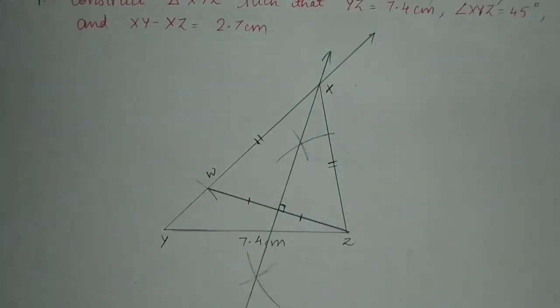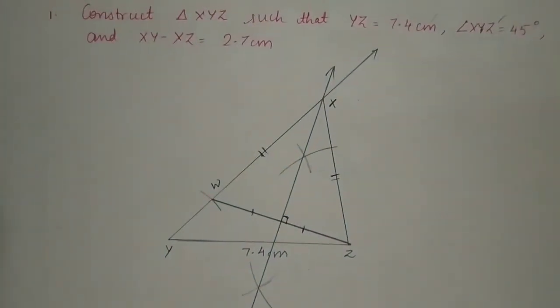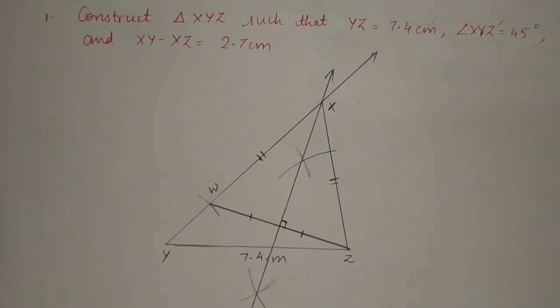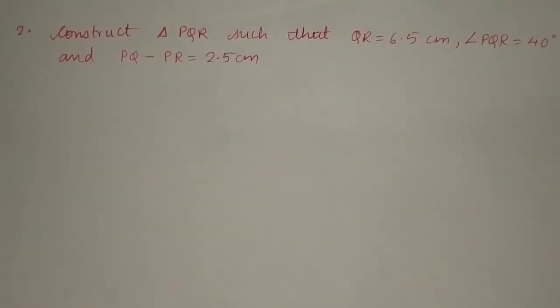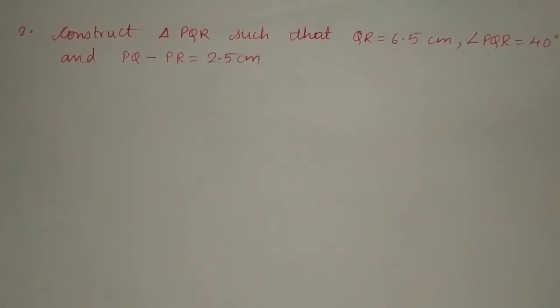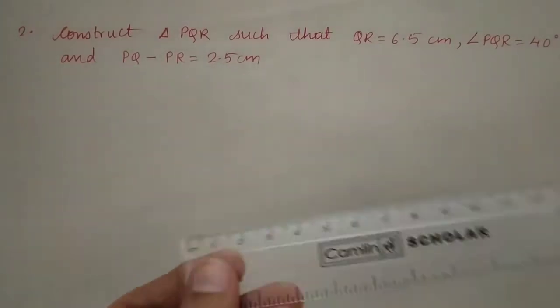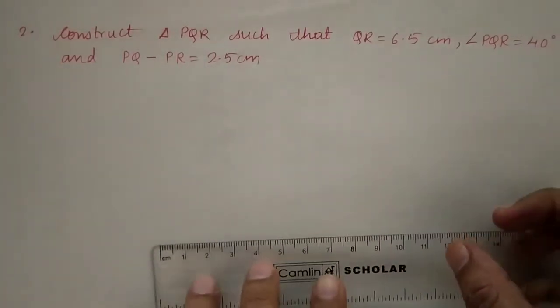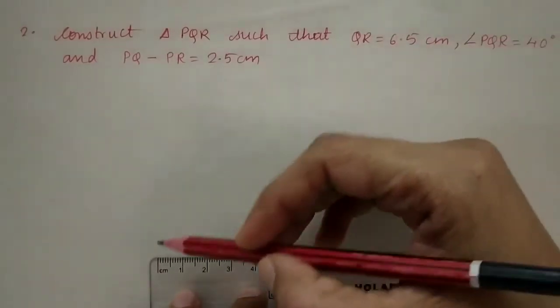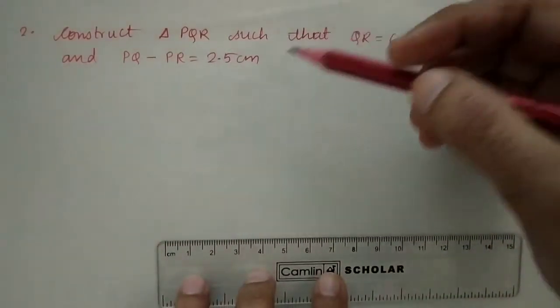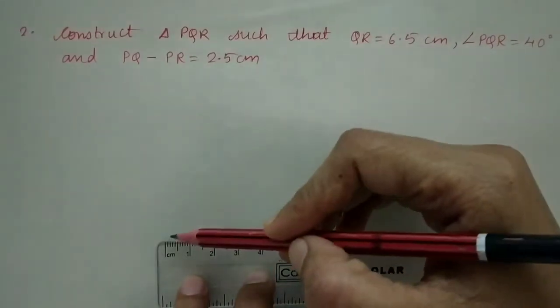Now let us have a look at the next question. In the next question, we have the same type. QR is 6.5, so let us draw the base of 6.5. So I draw a base of 6.5 from here.